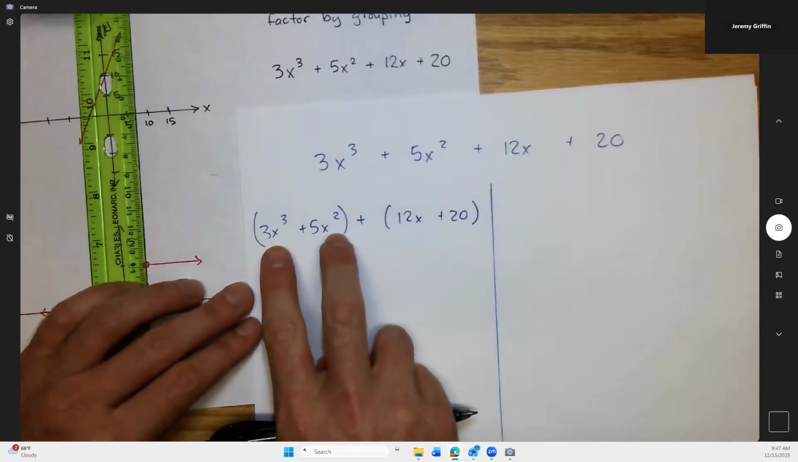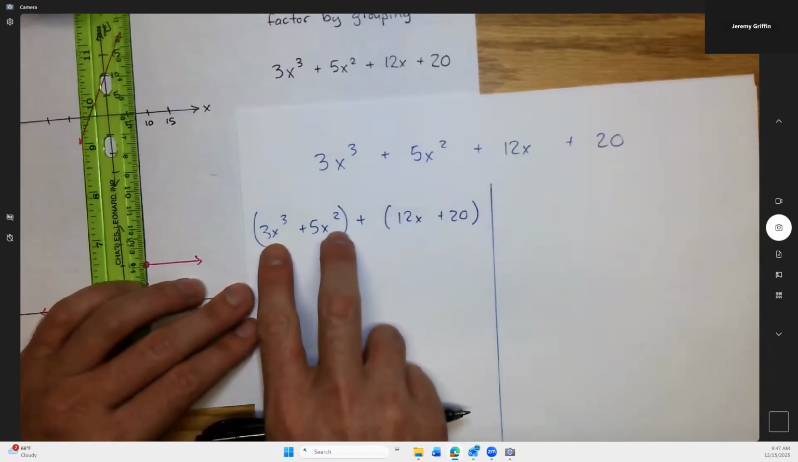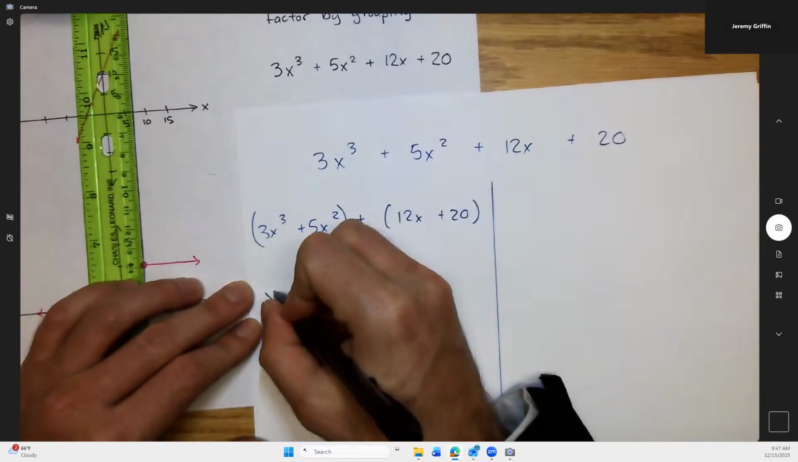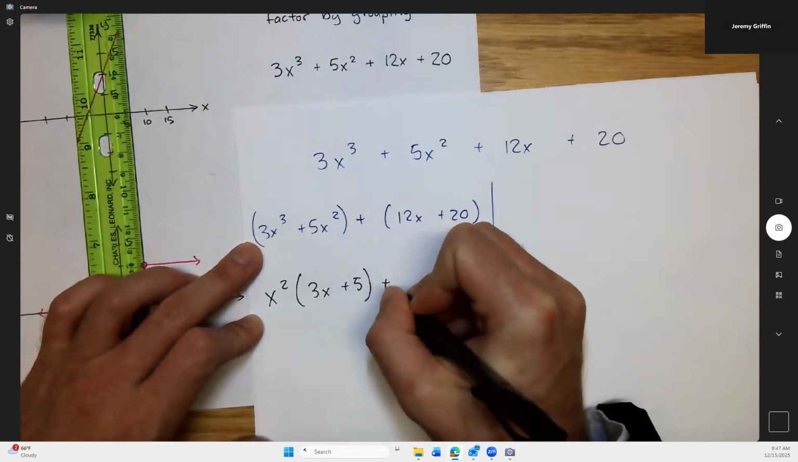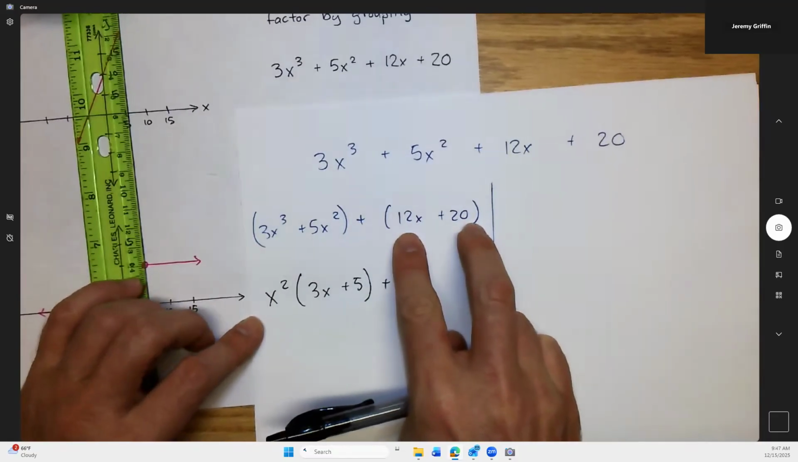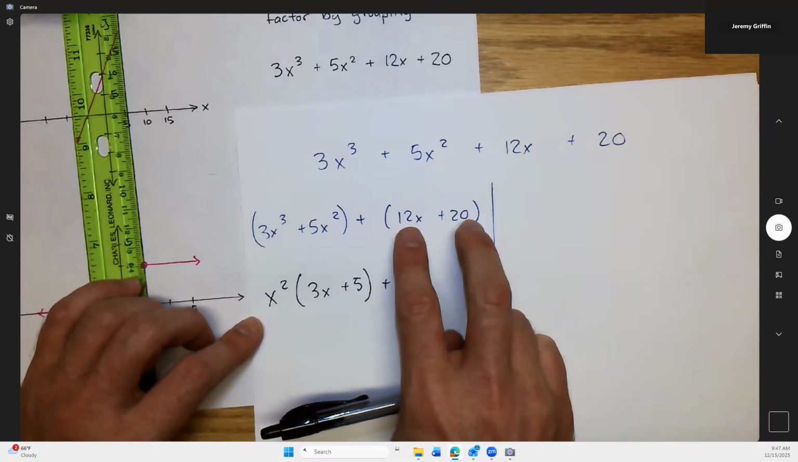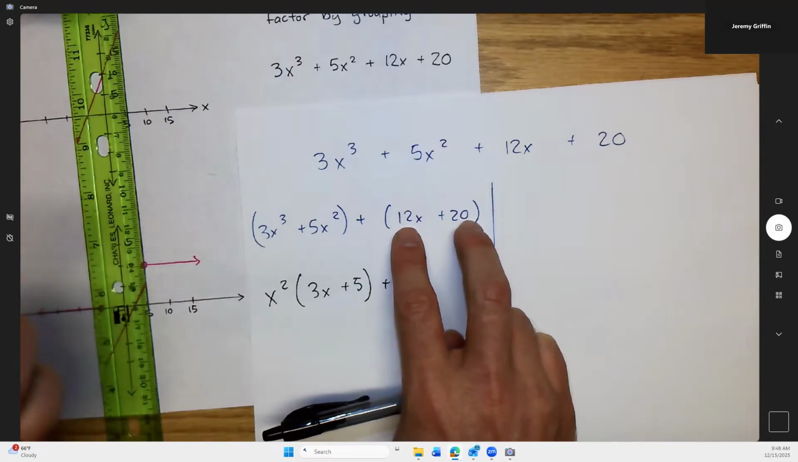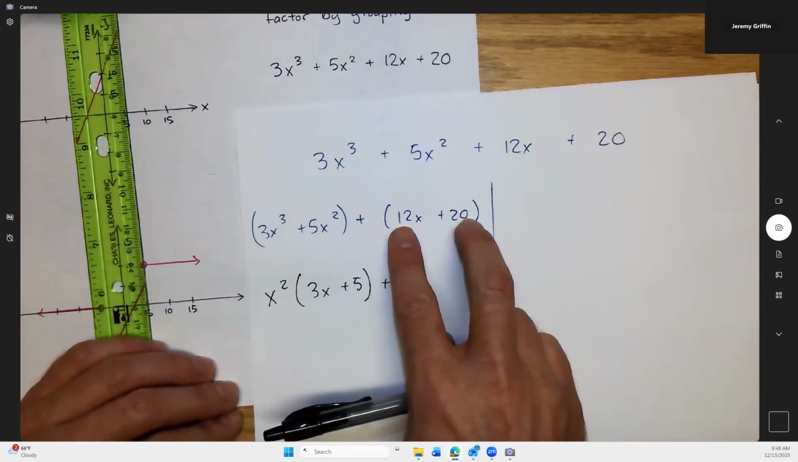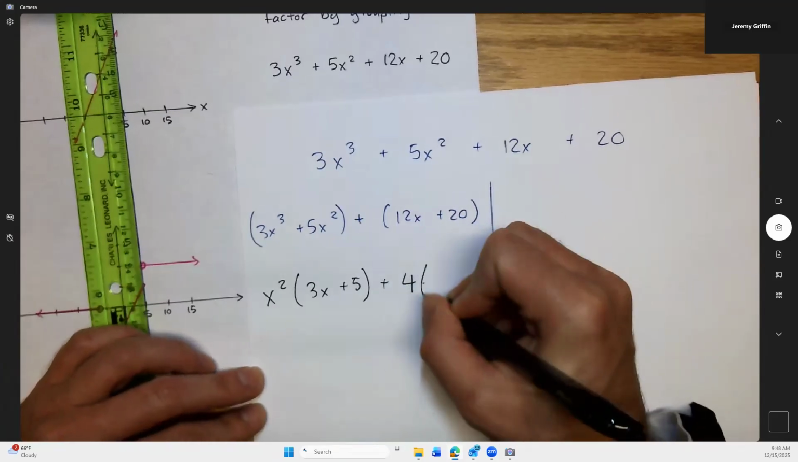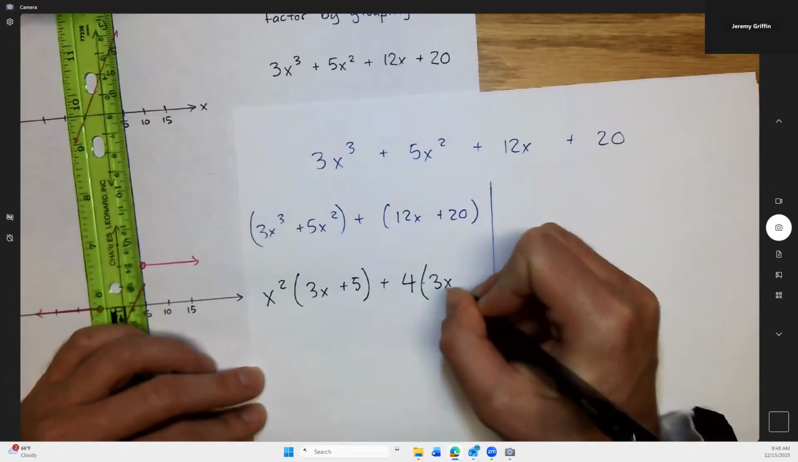So, guys, what can you pull out of the first 2 terms? X squared. So it could be x squared, and I'm left with 3x plus 5. Okay. Over here, what can you pull out? Do both of these terms have an x? No, so you can't pull an x out. Yeah, I think 4 is the best answer. You can pull out 2, but then you can pull out another 2. Let's go 4. Aren't 12 and 20 both multiples of 4? Okay, let's pull a 4 out. And then I'd be left with 3x plus 5, I think.